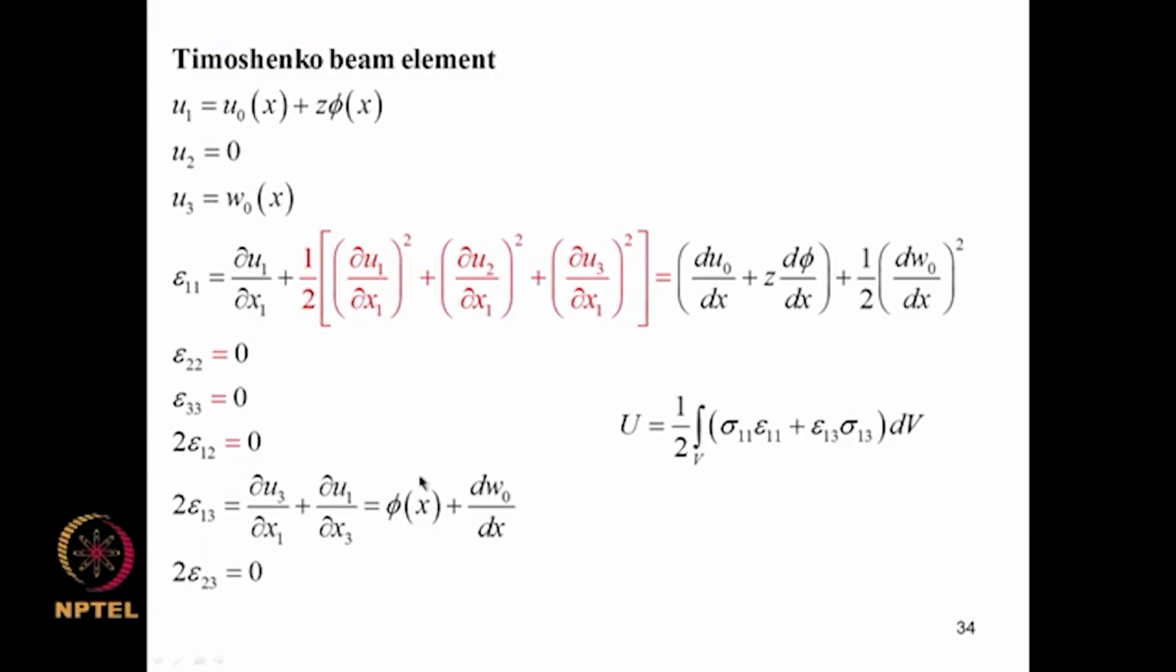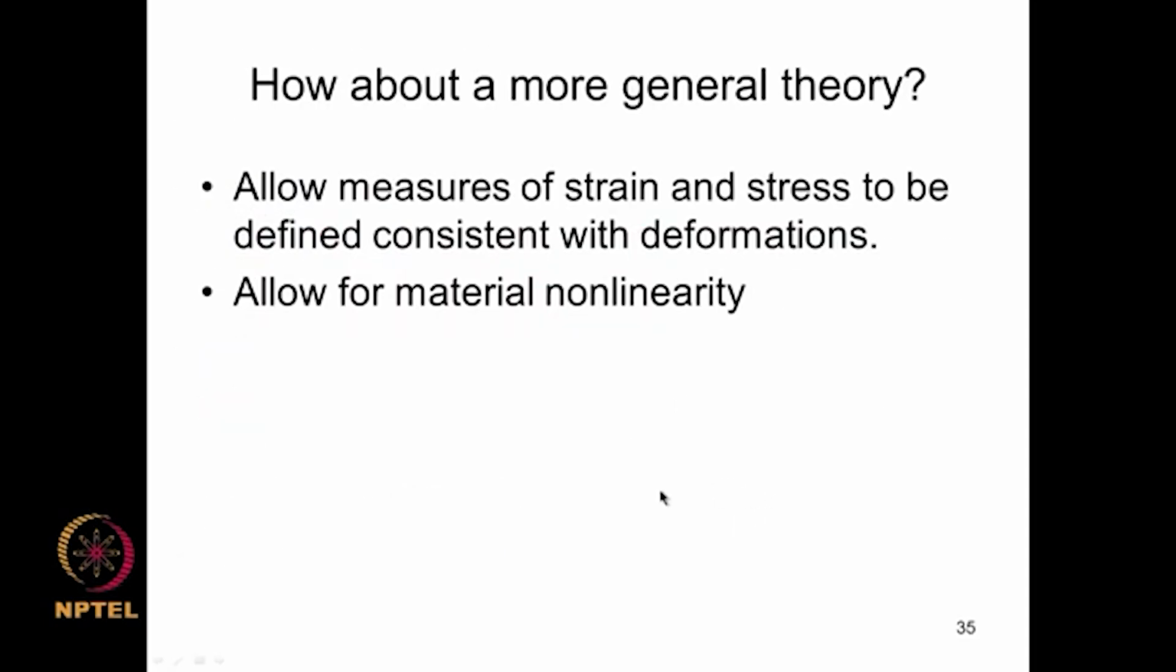Similar analysis can be done for Timoshenko beam. This I leave as an exercise. So, this is the assumed displacement field and this will be the strain, and there will be one more strain which is epsilon 1,3, and you will have to use this expression and construct the Lagrangian. Now, you have to include kinetic energy due to translation and the rotation. The rotary inertial effect also has to be included here. So, once you do that, following a similar procedure, you will be able to derive the equation for Timoshenko beam.